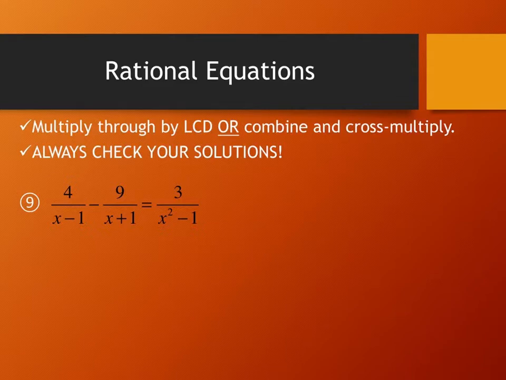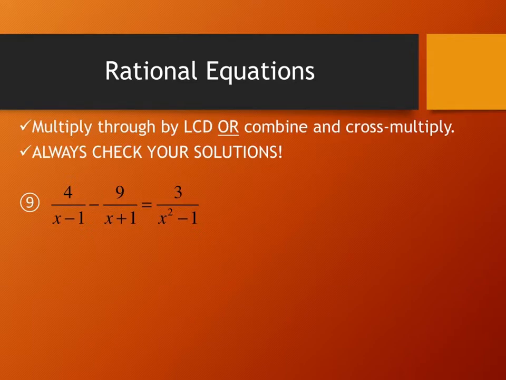Now, x squared minus 1 looks like a polynomial form that we saw back in section P5. And we did something with it when we factored it that was special. What kind of a factoring formula did we see here? Difference of squares. Very good.